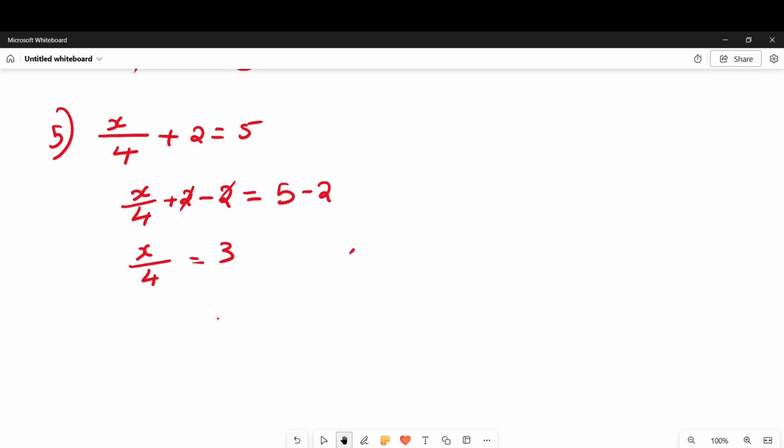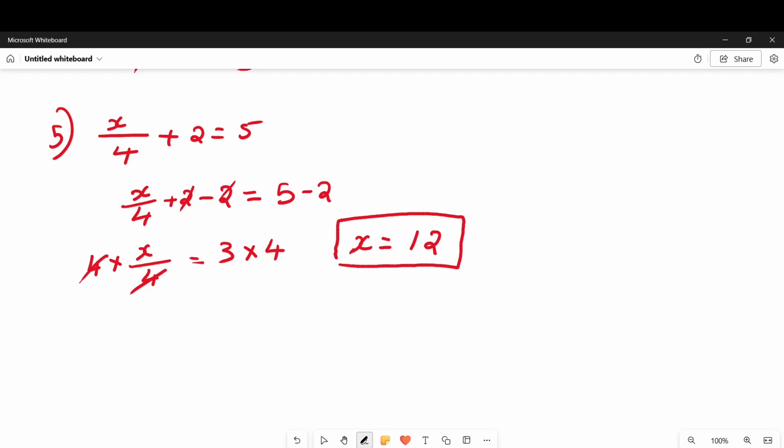So how will we remove the denominator? Yes, multiply by 4 on both sides. So here we multiply by this 4 on the left hand side, and the same thing we also multiply on the right hand side. So this 4 and 4 are gone. What's left behind is x only. So x equals 3 times 4, and 3 times 4 is 12. See, the solution is x equals 12.